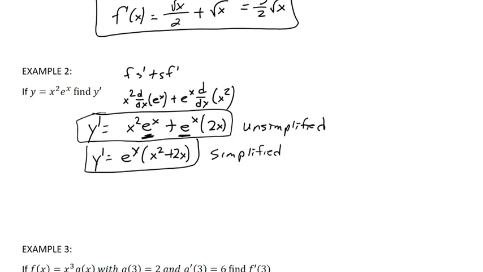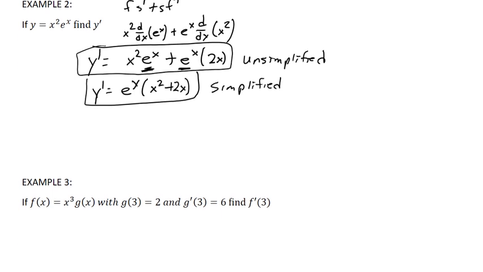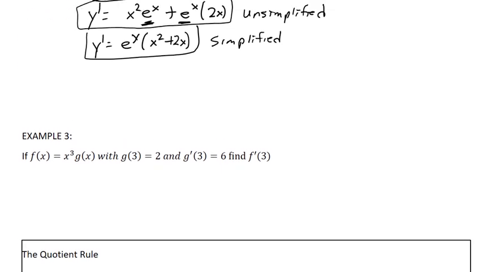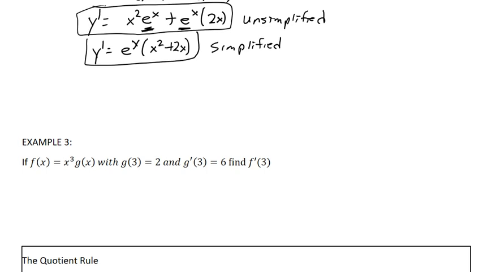All right. Last example of the product rule then. If f of x equals x cubed times g of x, with g of 3 equal to 2 and g prime of 3 equal to 6, find f prime of 3. Well, again, we have to differentiate this, and it is a product rule. X cubed is our first function, g of x is our second function. So first times derivative of the second plus second times derivative of the first.